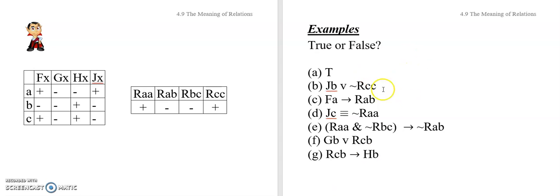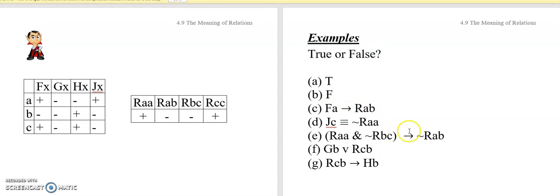So what about this one? Is this true or false on this domain? Okay, well, JB is false, so we know that this part here is false, so we're looking at false or not RCC. Well, RCC is true, so this is going to be false as well, right? So you have false or false, which results in a false statement, all right? So this is working the exact same way as everything before.